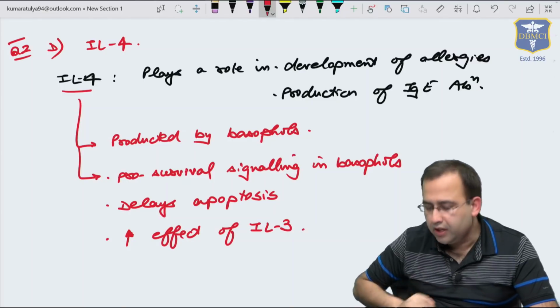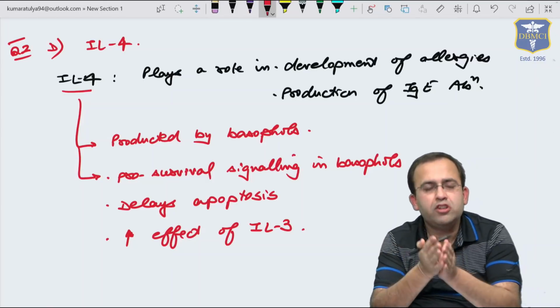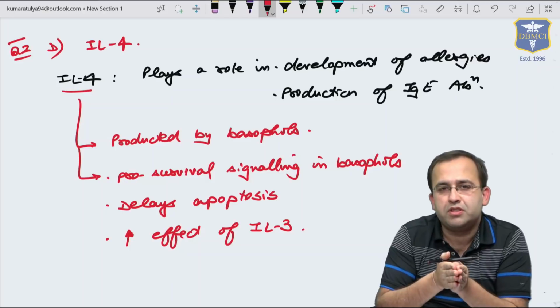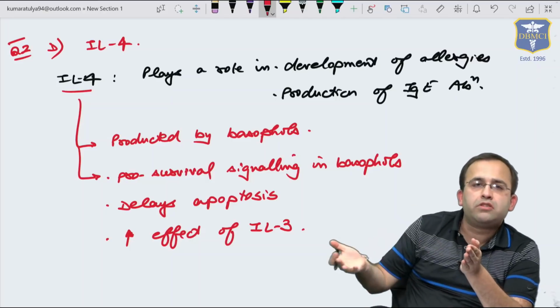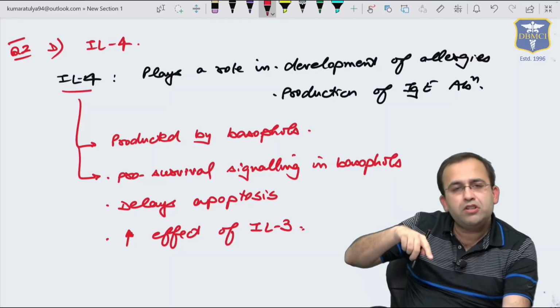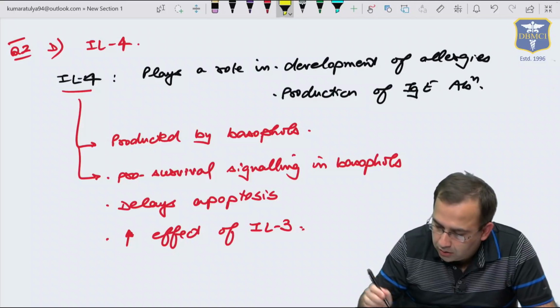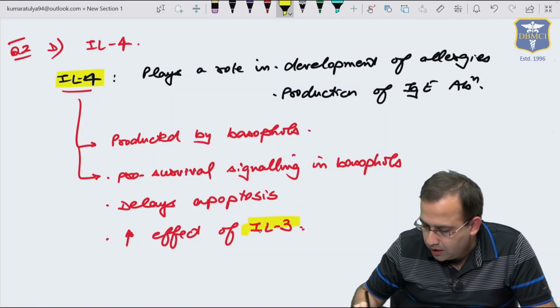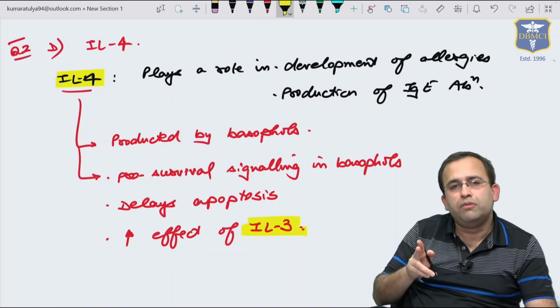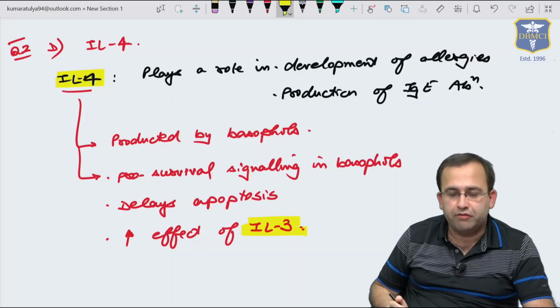of interleukin 3. So if the question was asked which interleukin is primarily responsible for maturation of basophils, then the answer would have been interleukin 3. Which interleukin is produced by basophils, then the best answer is interleukin 4. So interleukin 3 and 4 play an important role in maturation and the effect of basophils.